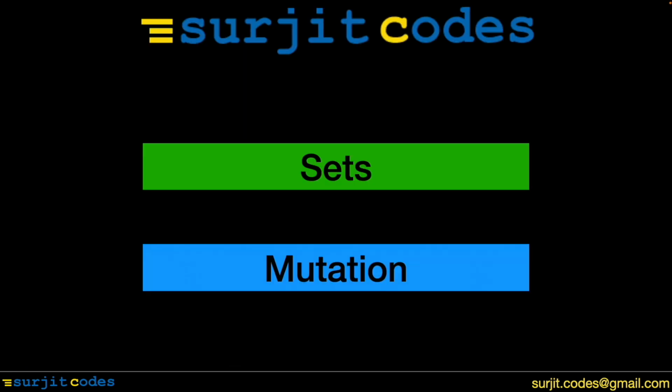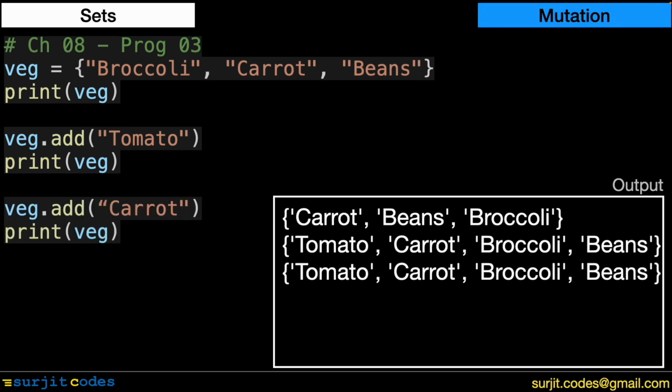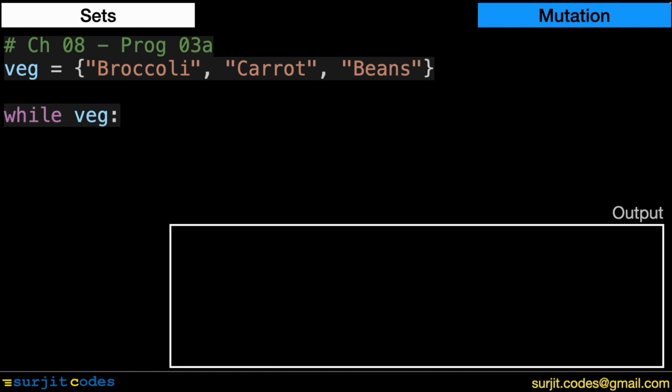Set is a mutable data type. It means that we can add and remove items in the set. Unlike the append method used in lists, for sets we use the add method to add an item in the set. Here we add tomato to the set of vegetables. Add carrot will have no effect because a duplicate entry in a set is ignored and the length of the set remains 4. Wedge is true if it has items present in it, whereas it is false if it is an empty set. So we can use it in the while loop.